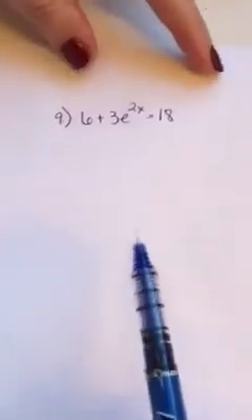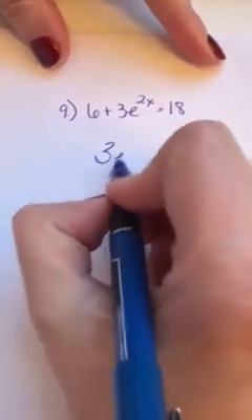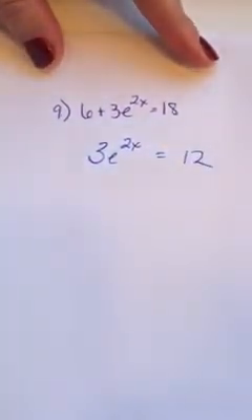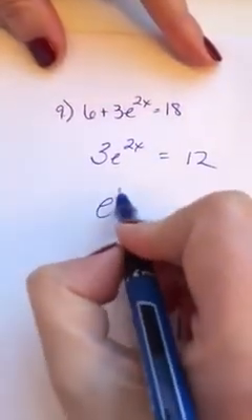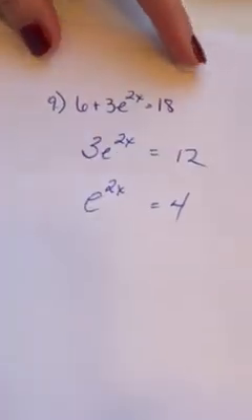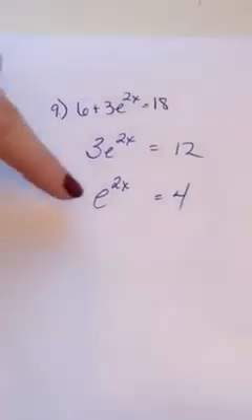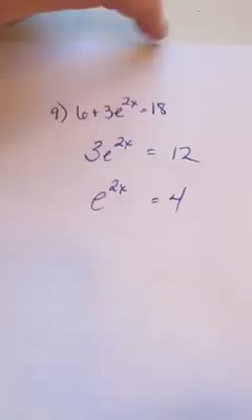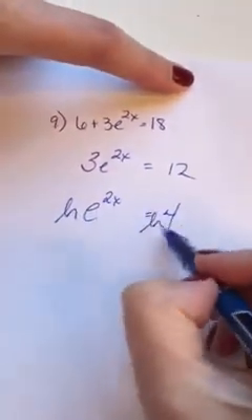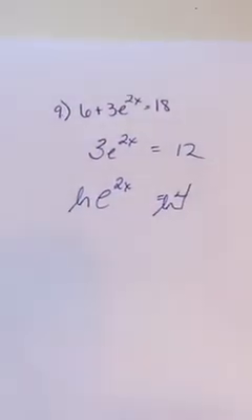Looking at question number 9, first thing I want to do, remember, just like the previous one, you want to isolate the e or the ln. So I'm going to subtract 6. Now I'll divide by 3. Now in this case, what I want to do is solve for x, and x is in the exponent, so I'm going to ln both sides. Remember, if I do it to one side, I have to do it to the other.